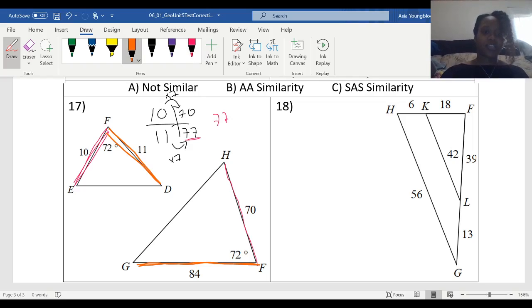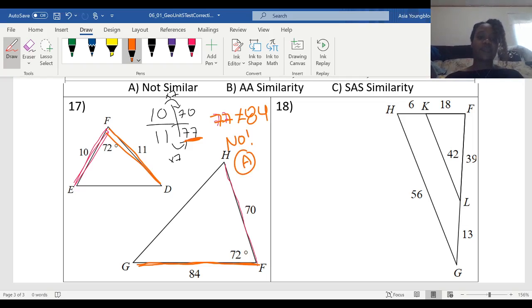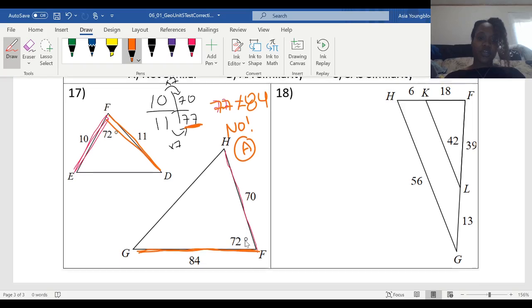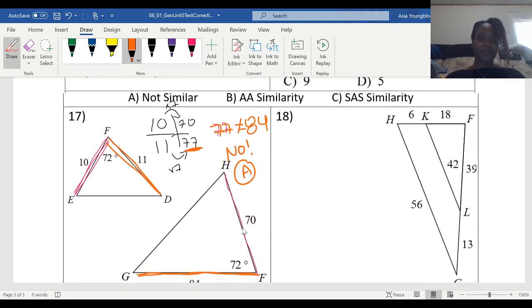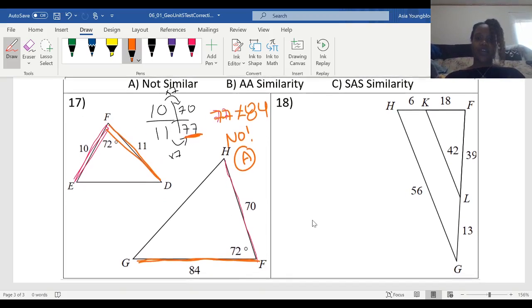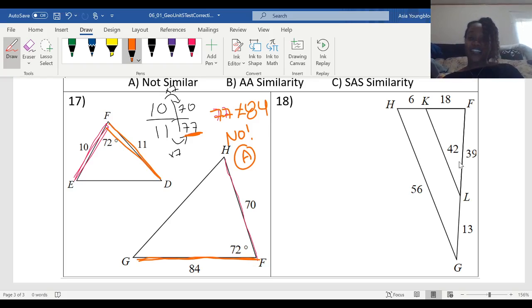So we can say 77, let me use my orange because that's the color we use for that side, 77 does not equal 84. So that's why these triangles would not be similar. These triangles are not similar because the 10 and 11 are not scaled up by the same amount in order to obtain the side lengths that are given in this triangle. So 17 is no. Number 18, we are actually given all three sides of the triangle. So we're still going to set up our ratio table to see if they're similar.